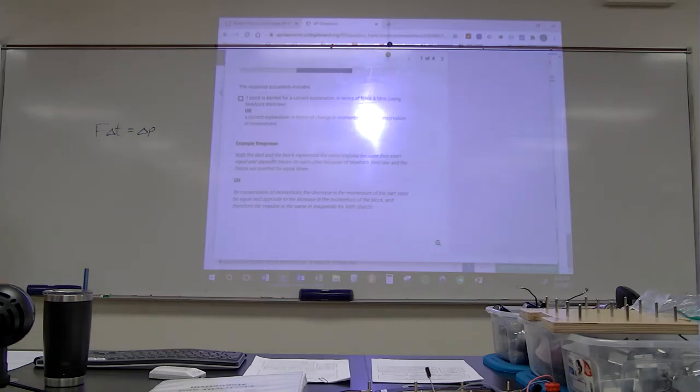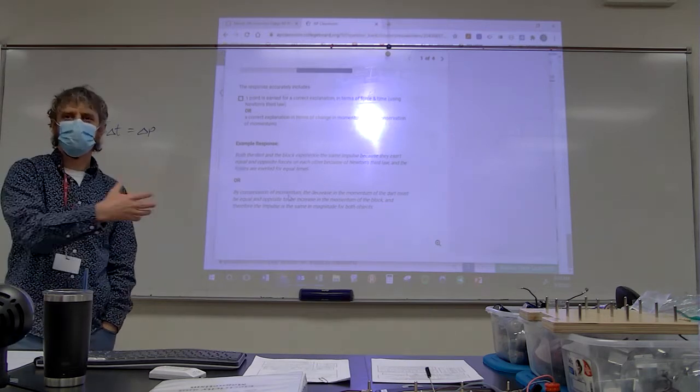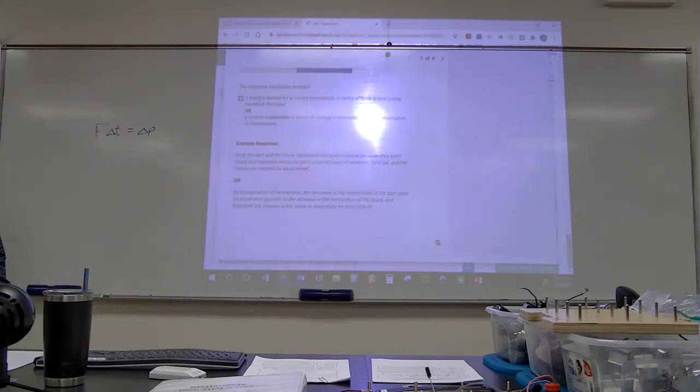So for example responses, both the dart and the block experience the same impulse because they exert equal and opposite forces on each other because of Newton's third law, and the forces are exerted for equal times. That's the impulse approach. Or by conservation of momentum, and again, you don't have to explicitly state it like this, but you do have to have that in there. A point is earned for a correct explanation in terms of force and time, or a correct explanation in terms of change in momentum.